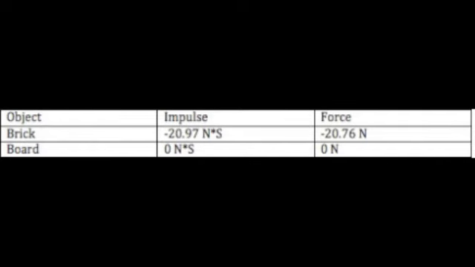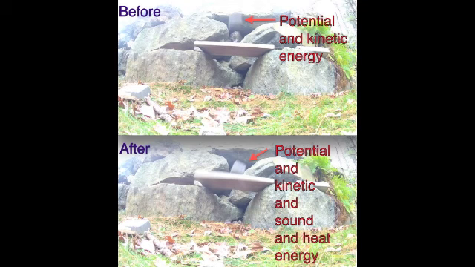The impulse applied to the brick was negative 20.97 newton seconds, and the force applied to the brick was very similar, negative 20.76 newtons. The impulse applied to the board was 0 newton seconds, and the force was 0 newtons. This, I know, cannot be entirely correct because I know the board did in fact apply a force to the brick. In this collision, the same types of energies are evident. There is potential and kinetic energy, obviously, but also sound and heat energy created when the brick hits the board.